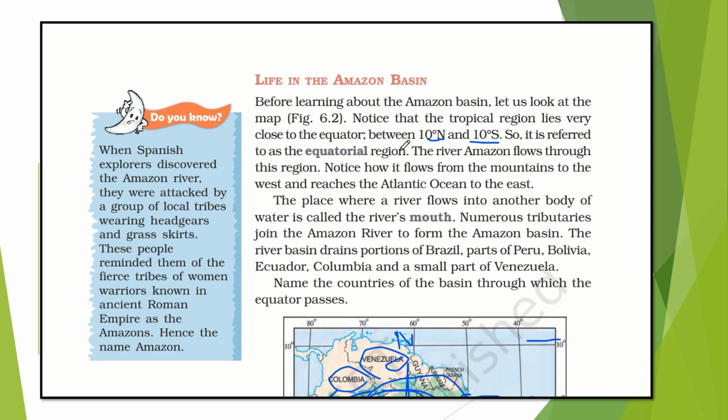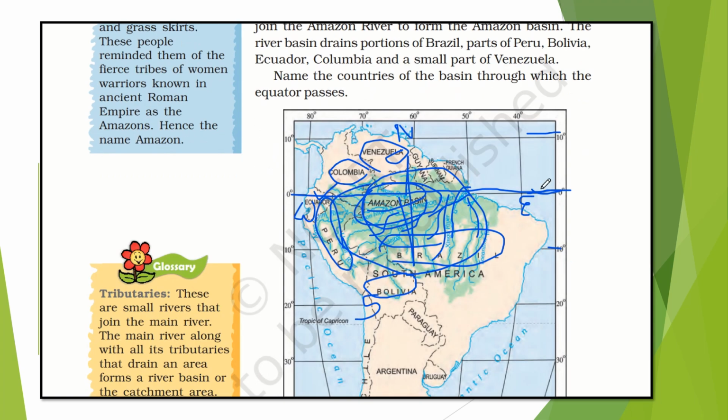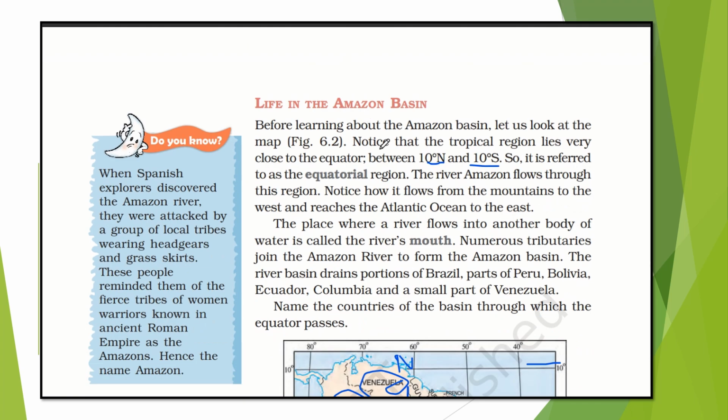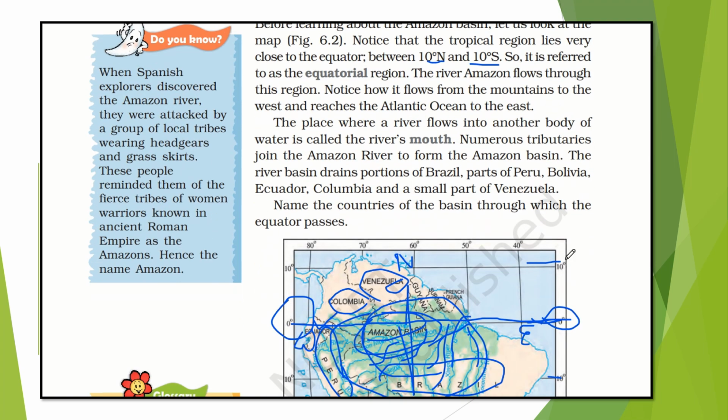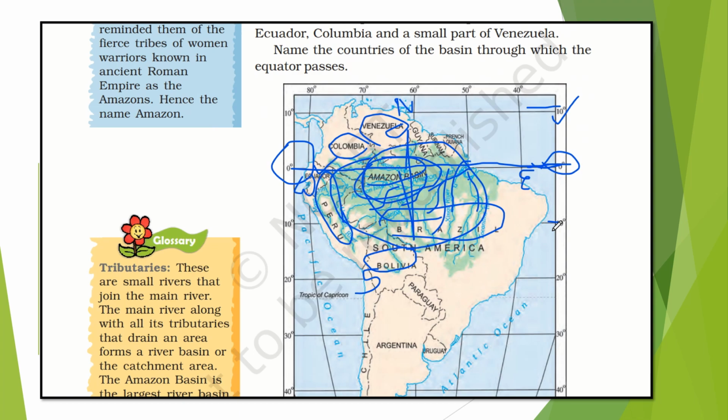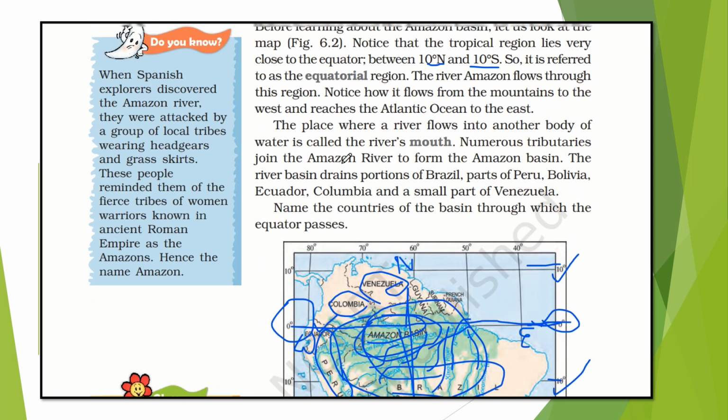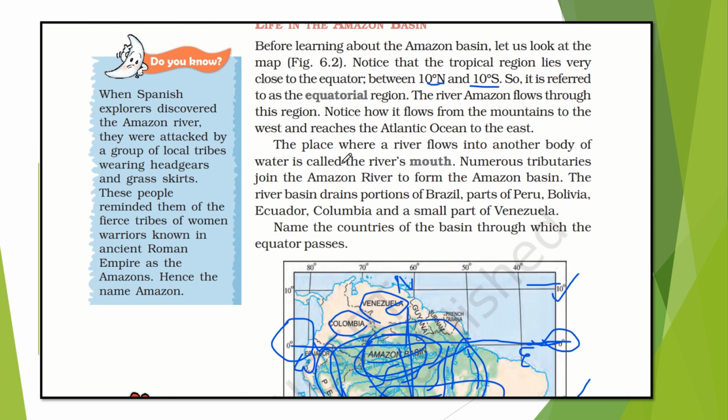Notice that the tropical region lies very close to the equator. Here, where is the equator? It shows 0 degree, not Celsius, only 0 degree. It lies between 10 degrees north, this one is your north, and 10 degrees south, this will be your south. Now it is referred to as the equatorial region.